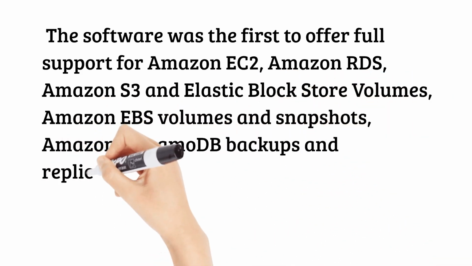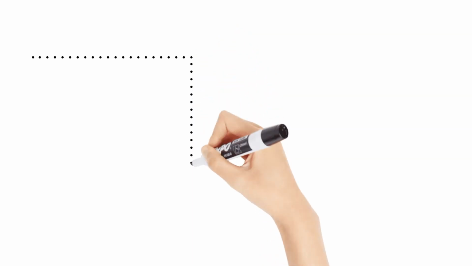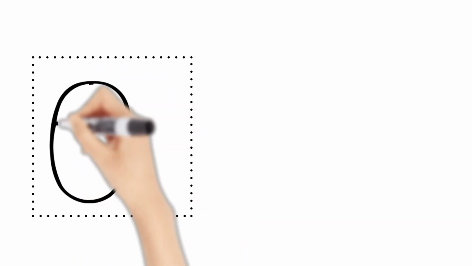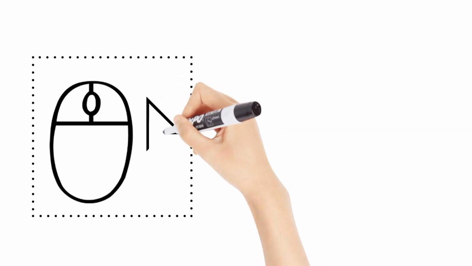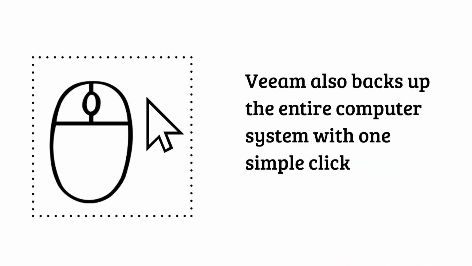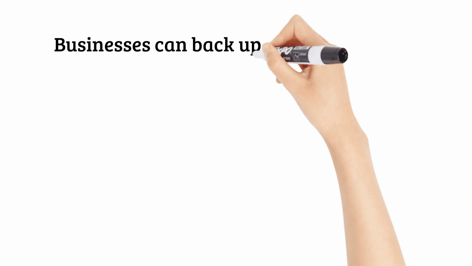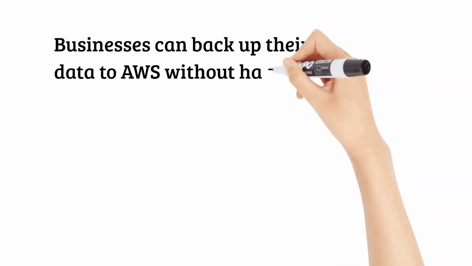Veeam Backup for AWS allows users to back up their data to the cloud by using an internet browser or through a free mobile app. This ensures that all data remains protected even when remote employees are working outside of the office. Veeam also backs up the entire computer system with one simple click, in contrast to many other cloud-based backup services that require several complicated and time-consuming steps. This innovative feature is one of the key benefits of using Veeam for AWS backup services.